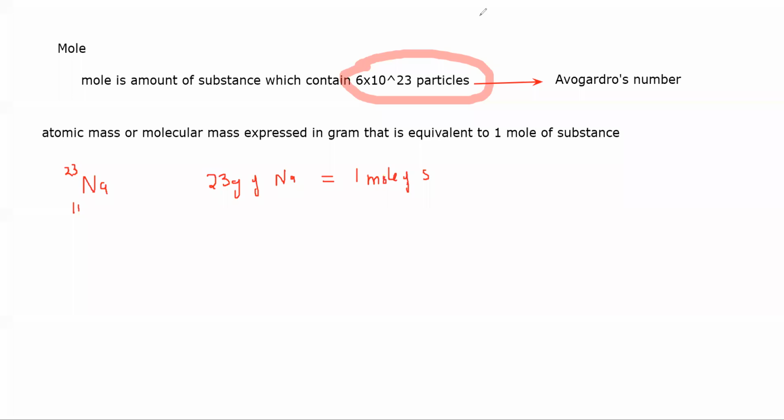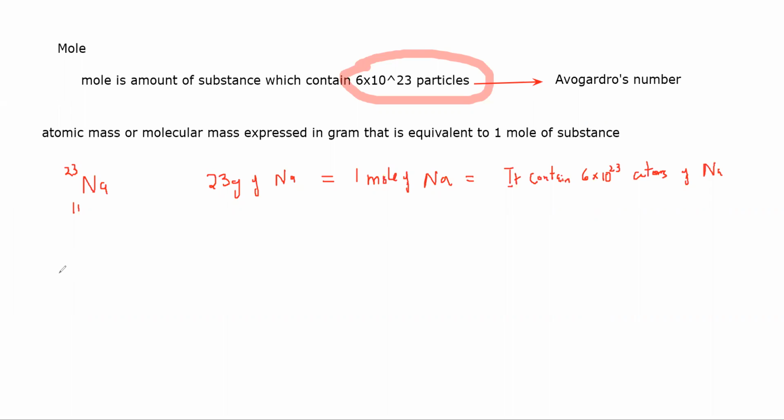And 1 mole of sodium, how many particles will be there? Because 1 mole of any substance, how many particles are there? 6 exponent 23. So it contains 6 exponent 23 atoms of sodium. So how many atoms are there in 23 grams of sodium? It always contains 6 exponent 23 atoms of sodium.